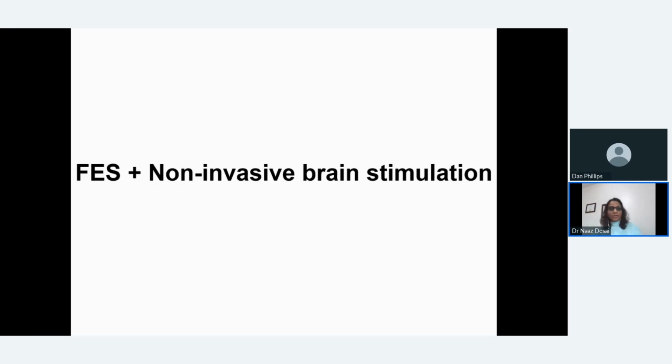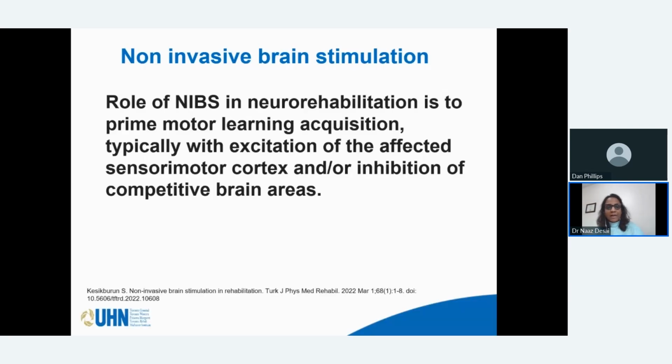So now just a little bit about FES in combination with non-invasive brain stimulation. The role of NIBS in neurorehabilitation is really to prime motor learning acquisition, typically with excitation of the affected sensory motor cortex and/or inhibition of the competitive brain areas.